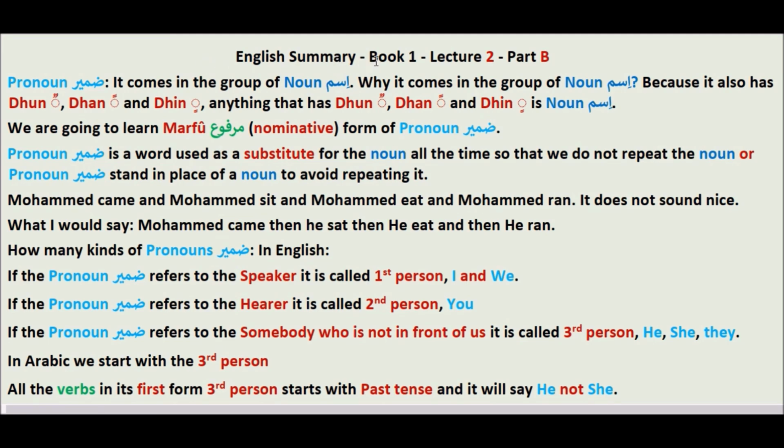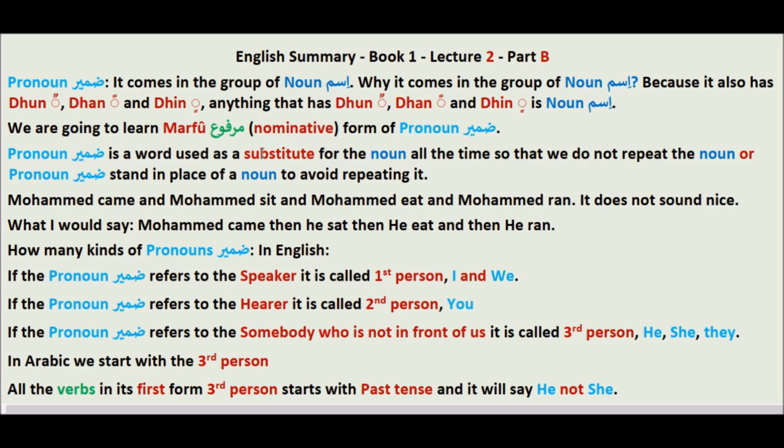English Summary, Book 1, Lecture 2, Part B. We are going to discuss the pronouns. Pronoun comes in the group of noun because it also has dun, dhan and then. That means it declines. Anything that has dun, dhan and then is noun. We are going to learn marfu, the nominative form of pronoun.